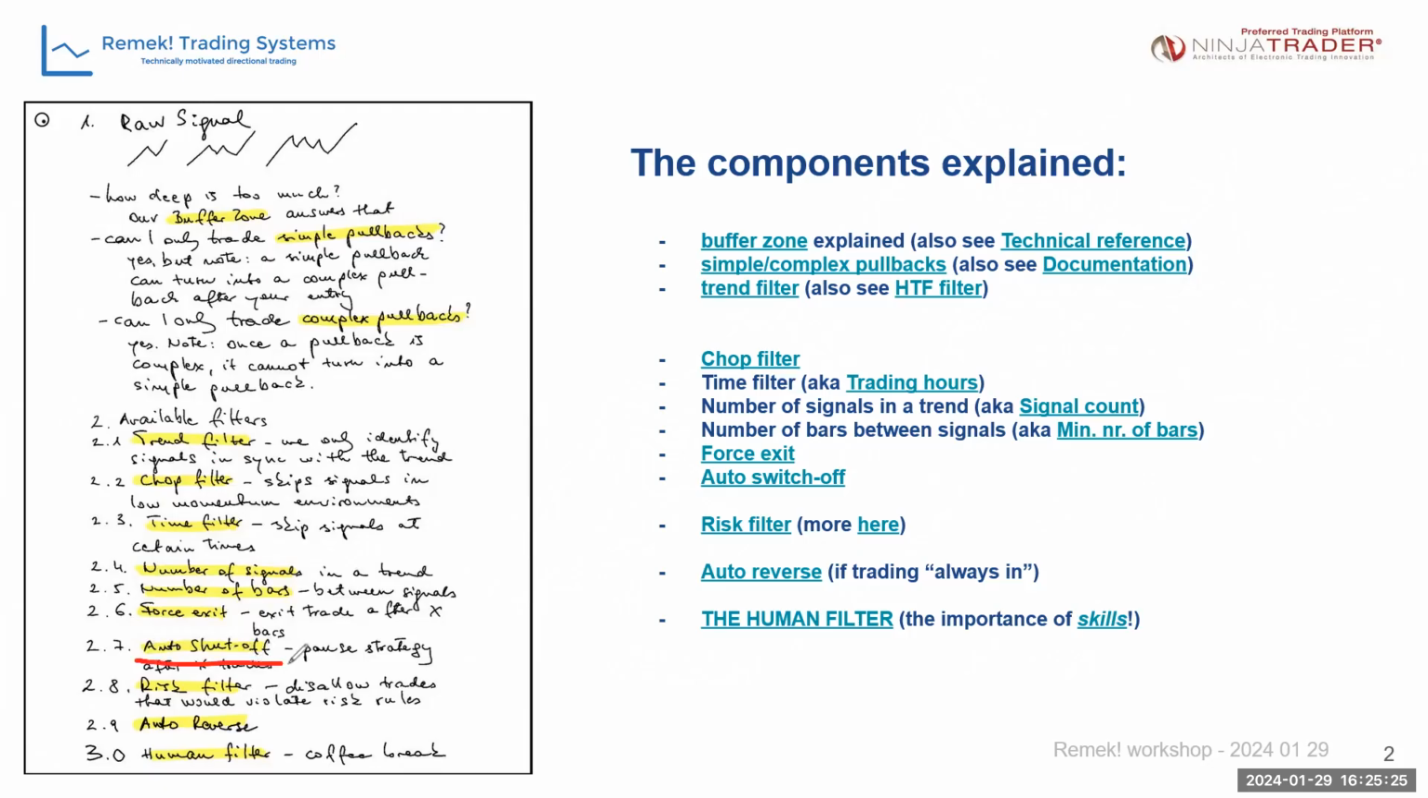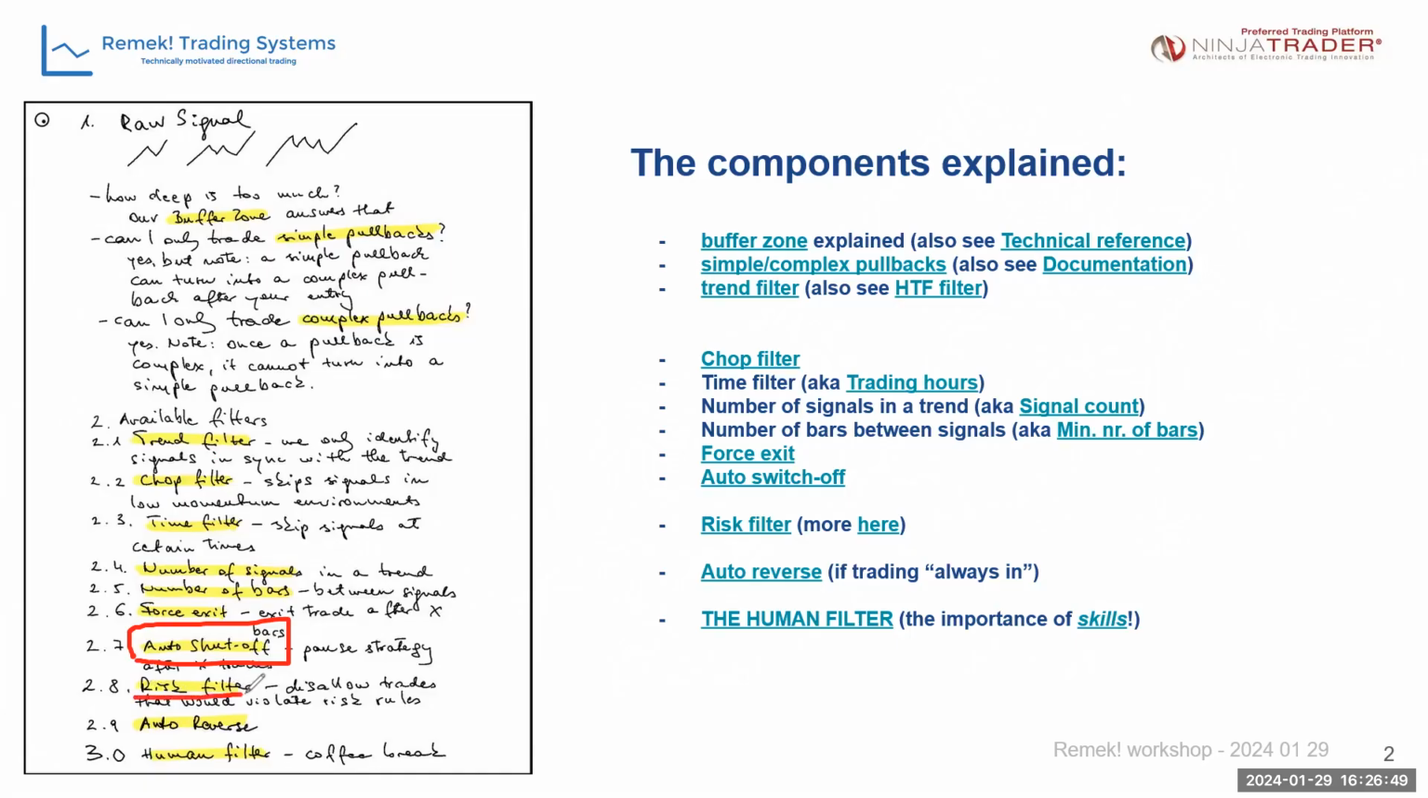Auto shutoff allows us to define a number of trades which will be taken, number of triggers which will be taken before the strategy switches itself off. So it's not NinjaTrader, and of course it's not Windows or the computer that will switch off. It's just the strategy will switch off.